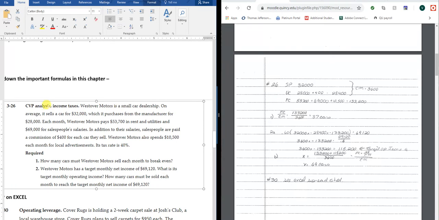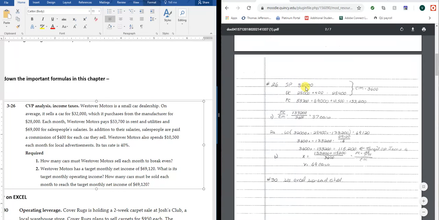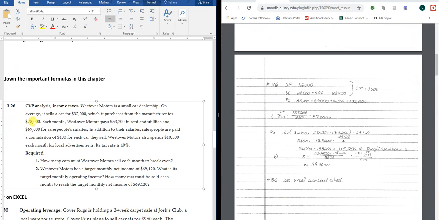So they sell a car for $32,000. So my selling price is $32,000, which it purchases from the manufacturer for $28,000. Think about it, that's a variable cost. So my variable cost is $28,000. They pay $53,000 in rent and utilities, which is a fixed cost, and $69,000 for salespeople salaries, which is also a fixed cost.